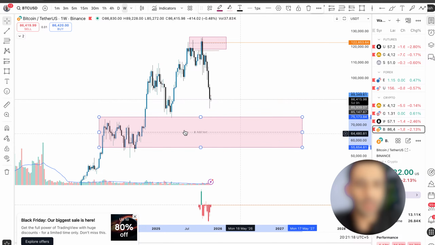Why? Because many big institutes, investment banks, they ordered, they bought Bitcoin here. So they will protect this zone. They won't let Bitcoin go down. If it still goes, then I'm not sure. But currently, as per my analysis, it's not going below 60K.